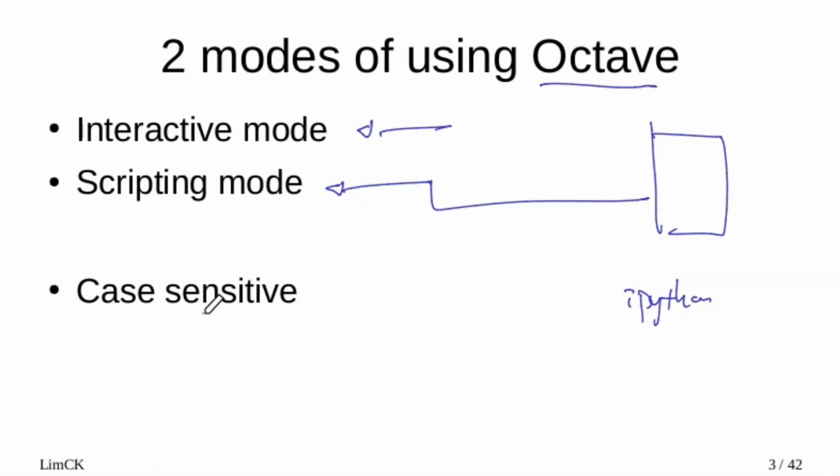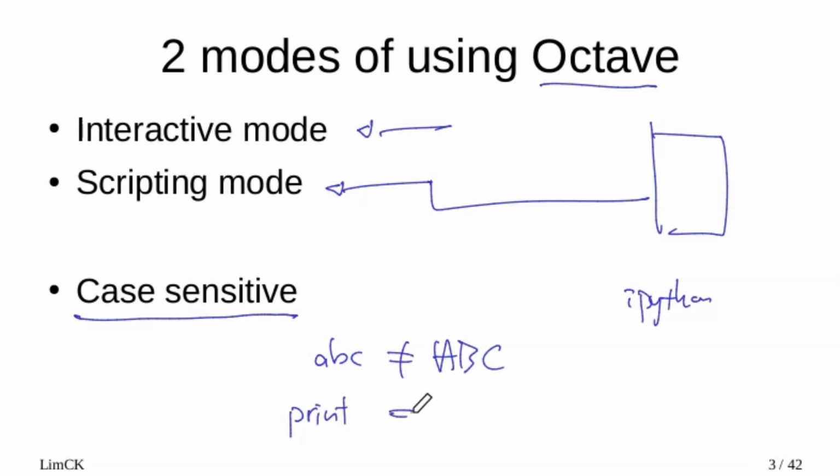In Octave, you are always dealing with a program which is case sensitive. That means if you create a variable called abc, this is different from ABC in capital letters. If you have a command print, this is different from the word PRINT in capital letters. Commands are case sensitive.